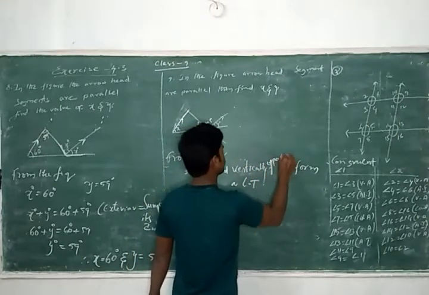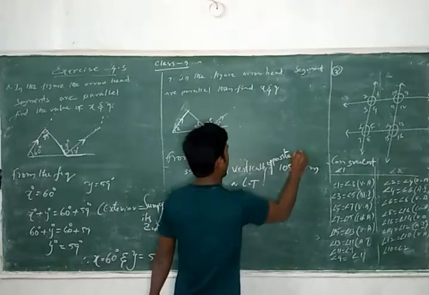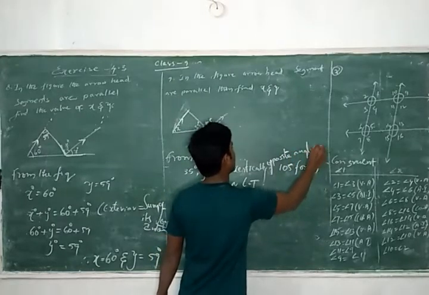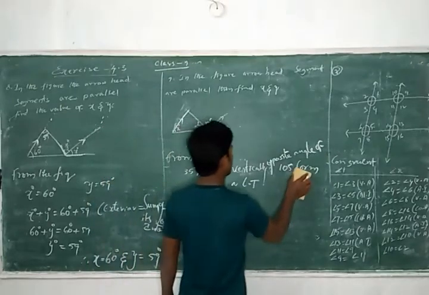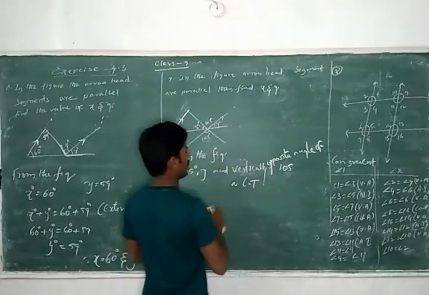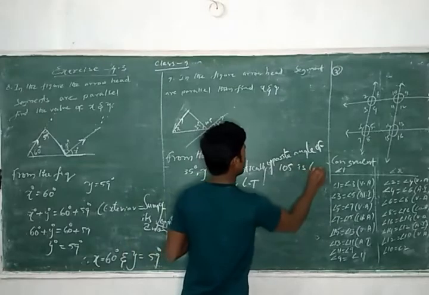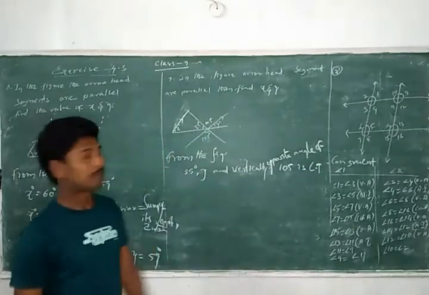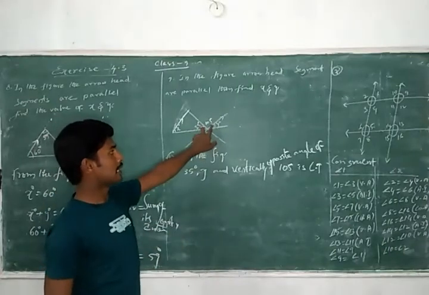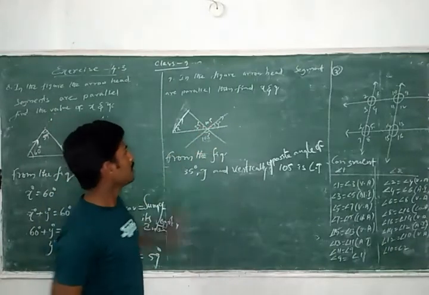Opposite angle of 105 is linear triplet or supplementary. Linear triplet or supplementary. Supplementary, not two angles there. Three angles is there means linear triplet.